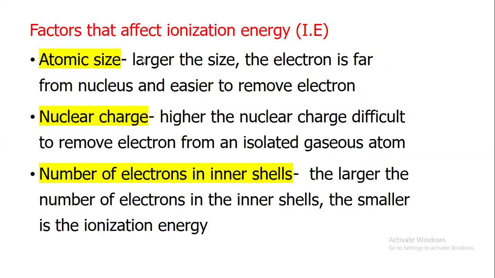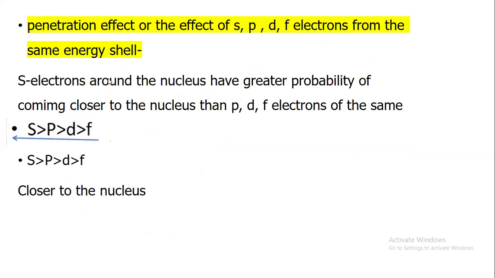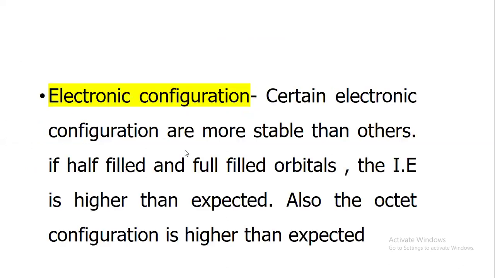Factors that affect ionization energy: atomic size, the larger the size, the farther the electron is from the nucleus and the easier it is to remove. Nuclear charge, the higher the nuclear charge, the more difficult it is to remove an electron from an isolated gaseous atom. Number of electrons in the inner shell, the larger the number of electrons in the inner shell, the smaller the ionization energy. Penetration effect: s and p electrons from the same energy shell as electrons around the nucleus have greater probability of coming closer to the nucleus, and in the same way for d and f electrons.